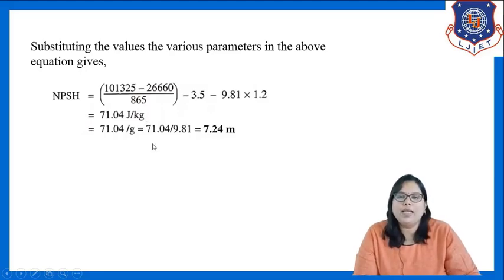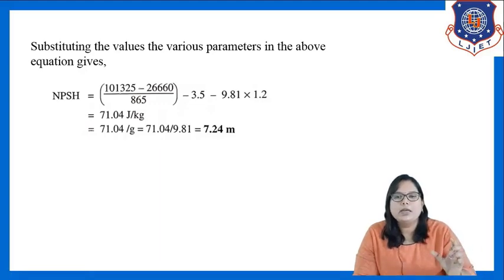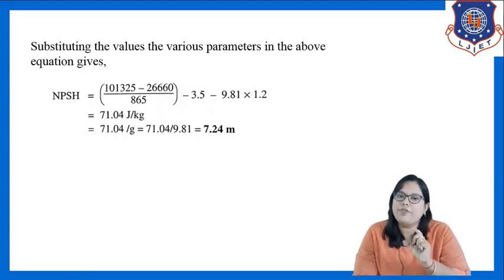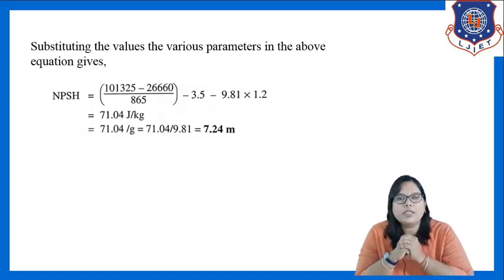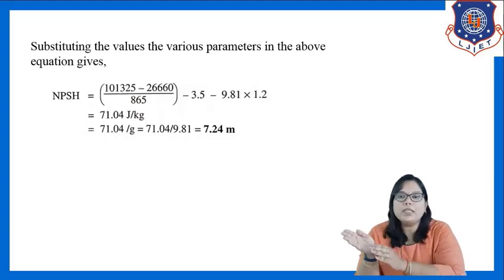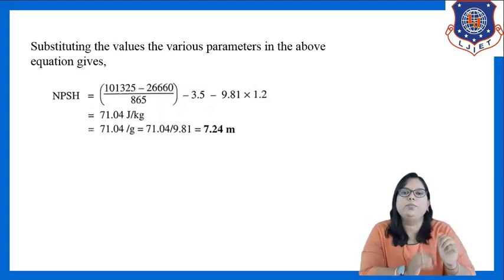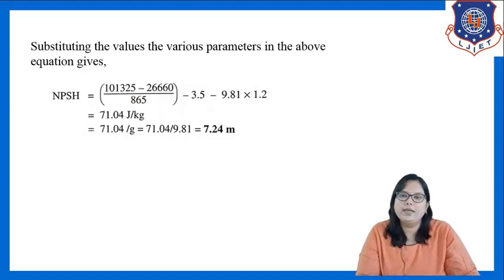Now I want this value in terms of head, because what value are we calculating? Net positive suction head. We are calculating head. So we want the answer of NPSH in terms of head, or I can say in terms of meter. We have already seen this in case of Bernoulli's equation, how to convert this unit of energy per unit mass into meter or in terms of head.